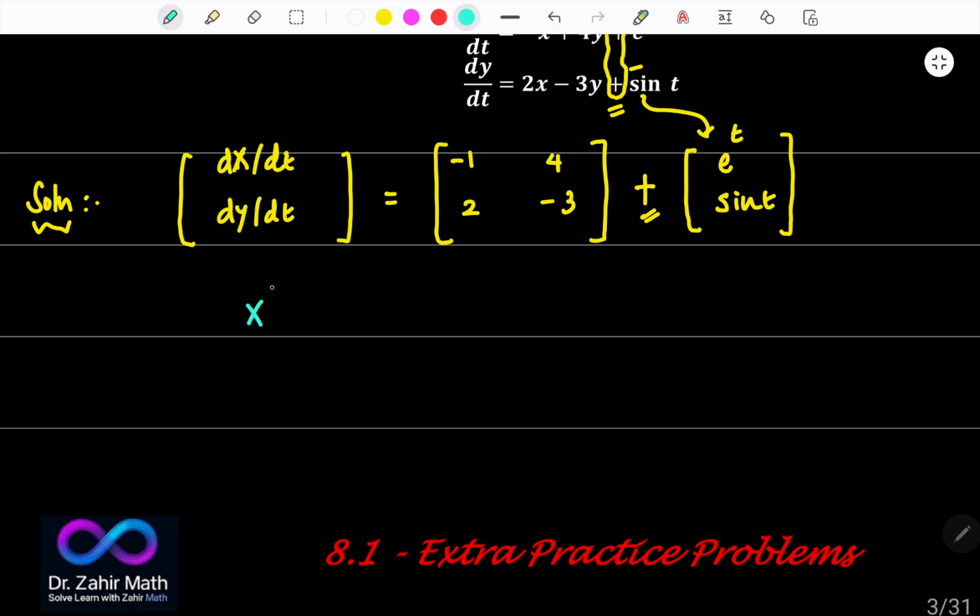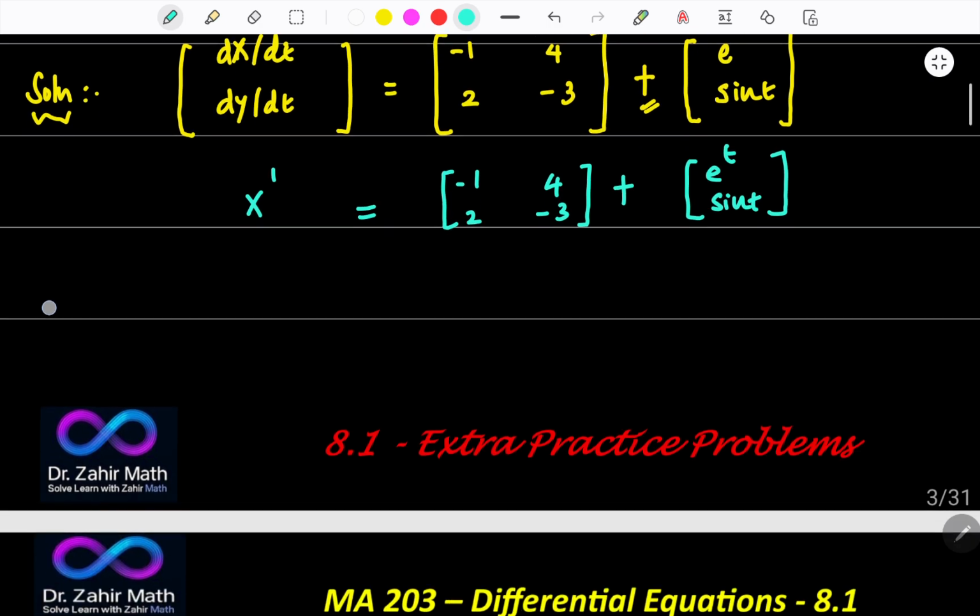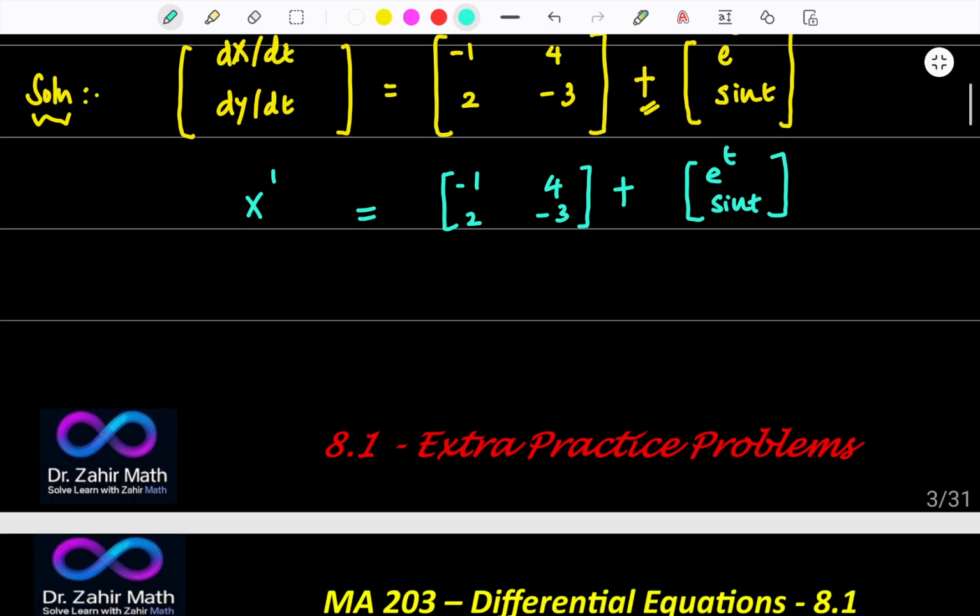No. You need to write this as capital X dash. This equals -1, 4 and 2 and -3 and then plus function of t, which is e power t and then sin t. So it's okay, everybody? So clear? Yes. This is differential equation to matrix model.